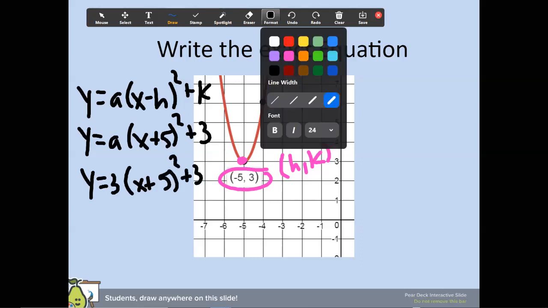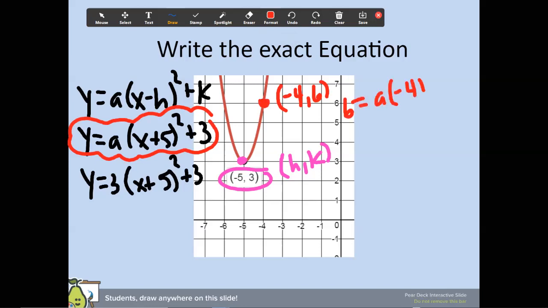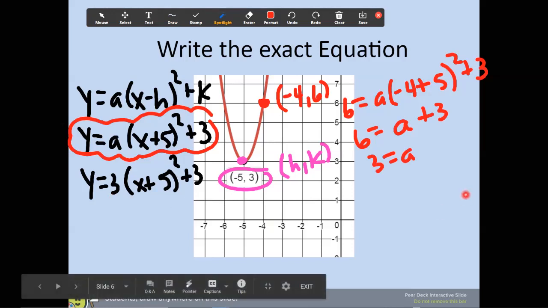Again, if you don't feel comfortable with that, take the point that they gave us. Now I'm looking at the actual coordinates, because this is a point. I'm going to use the point. I'm at negative 4 comma 6. So I'm going to be plugging that into this equation for my x and y. So I'm going to get 6 is equal to a times (negative 4 plus 5) squared plus 3. 6 is equal to, and here my negative 4 plus 5 is 1. 1 squared is 1. So this is just going to be a plus 3. I minus my 3 and I get my a is 3. So I got the same thing here as I did here, whichever way you feel comfortable doing it.